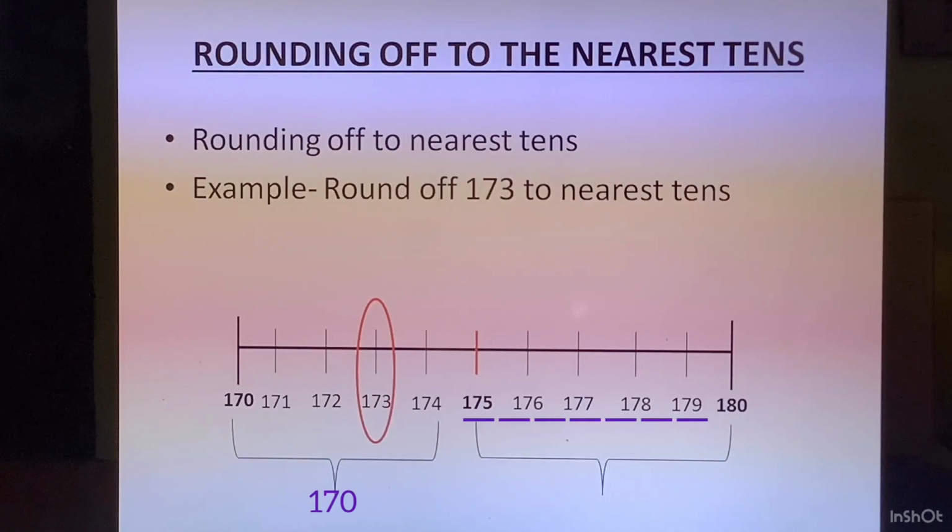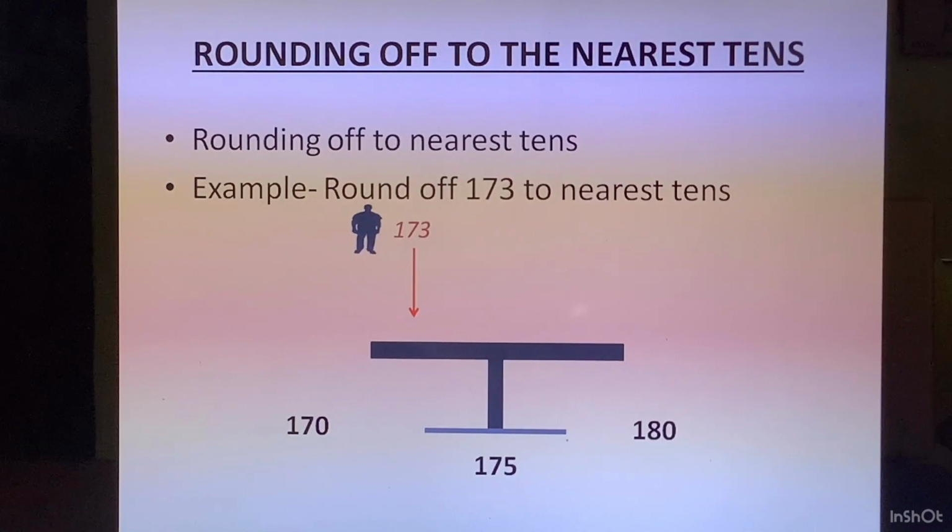Then 175, 176, 177, 178 and 179 are closer to 180. They form a group of numbers which when rounded off will become 180. Now 175 is the center point. As a practice, we always take it to the upper limit until and unless it is said otherwise.